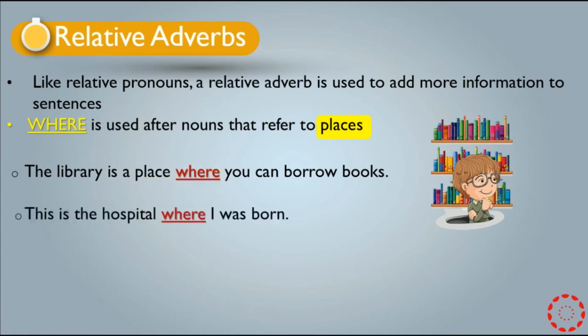Another example. This is the hospital where I was born. Look, again, the hospital is a place. So I have to say where instead of who or another relative adverb.